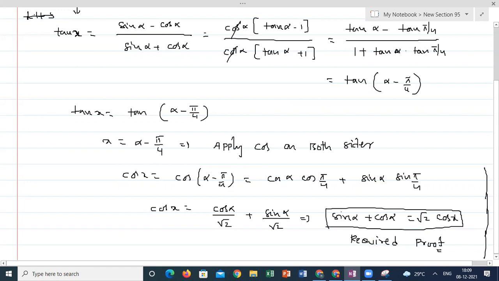Hope you are clear what I have done. Students, anyone having any doubt in this question? What is the strategy applied here?